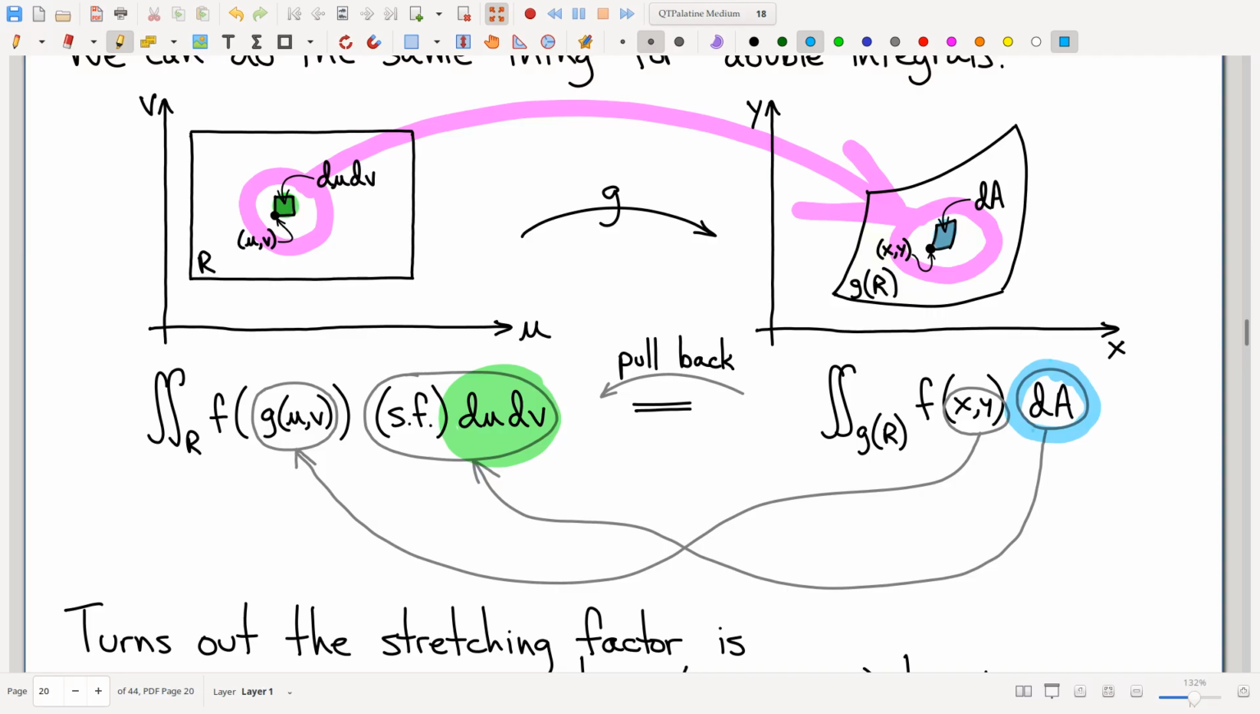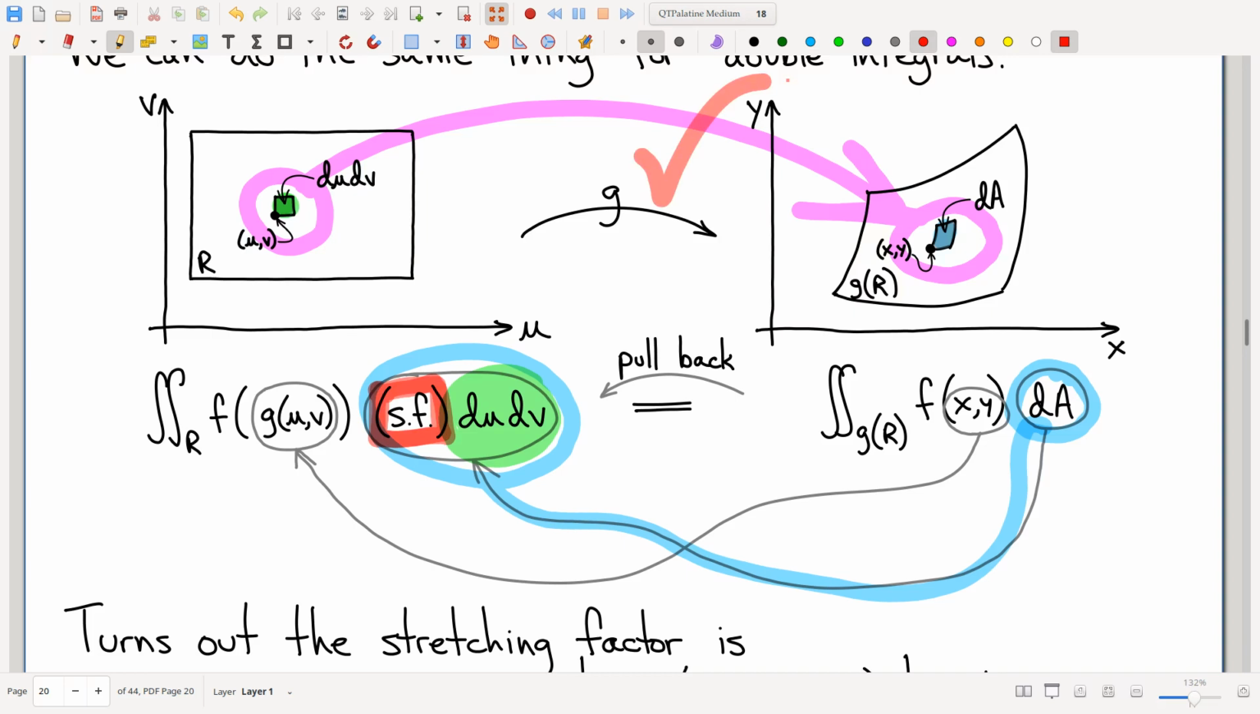And the answer is that, again, there's going to be some stretching factor that the execution of this function performs, which is take a little piece of area and stretch it out by some factor to make it a different piece of area. And we're just going to have to figure out what that stretching factor is. And then we can pull back all we want. Does everybody see the strategy? Yeah. So this turns out to be really, really, really, really useful and powerful.